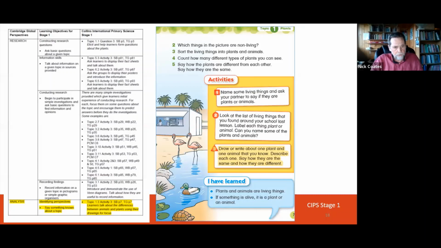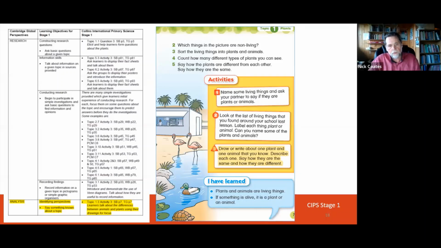We're referenced to topic 1.3, activity 3 on student book page 7, which is shown to you on the right-hand side of the screen. So if we look at activity 3 there, it's very simple. Draw or write about one plant and one animal that you know. Describe each one. Say how they're the same and how they are different.